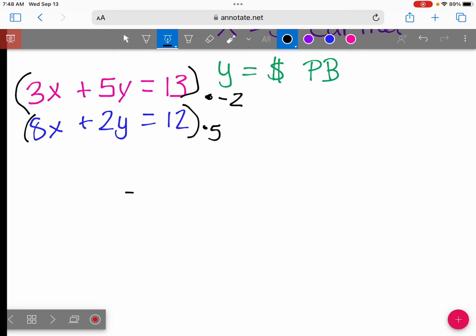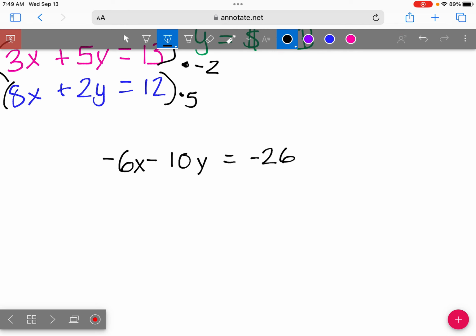So that's going to give us -6x minus 10y equals -26. And we're going to have times 5, 40x plus 10y equals 60. And you can use a calculator. Hopefully we're okay with that one.